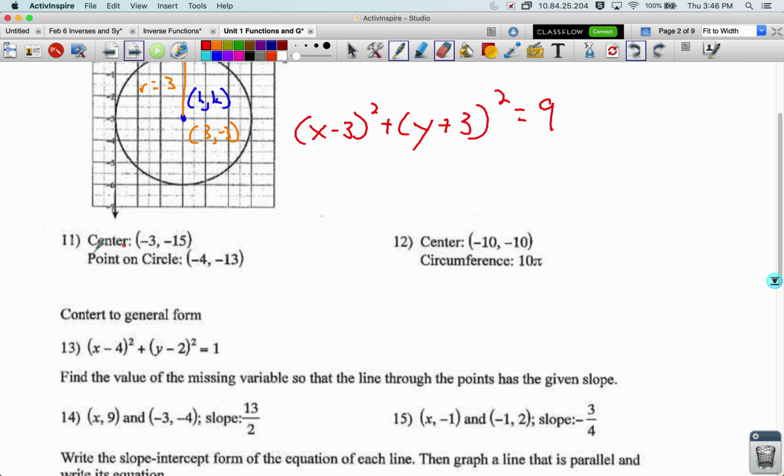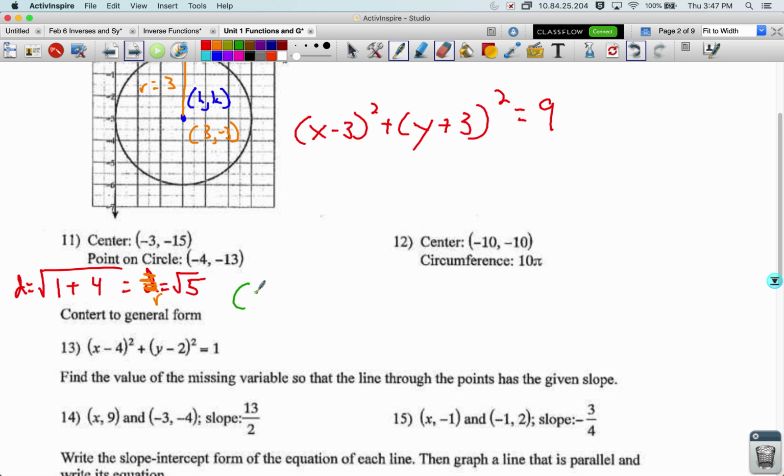But 11 is a little bit trickier because we just have a point on the circle. So we got to find our radius by doing that distance formula. So distance equals the square root of the change in x's squared, so that's just 1 squared or 1, plus the change in y's squared, so that's 2 squared or 4. So the distance there equals the square root of 5. That's our radius. But in the formula, so I'll just label that r. R gets squared, so this square root of 5 is going to become just a 5.